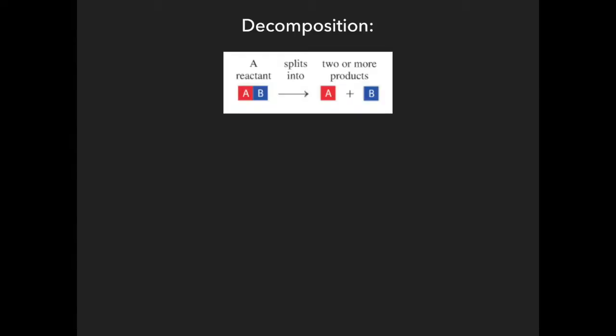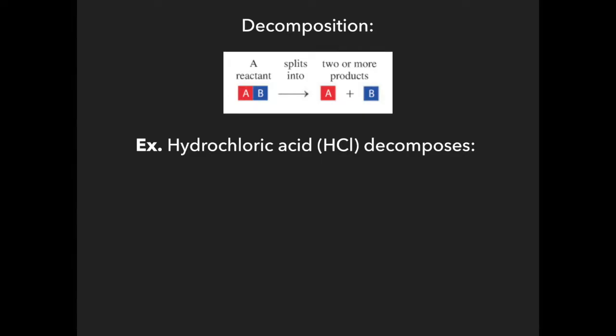Decomposition reactions are the exact opposite. So you have one reactant that splits apart into 2 individual products. So let's look at an example. I have hydrochloric acid. So I start off with HCl. Okay? Notice the 2 components of that decomposition reaction are going to be hydrogen and chlorine.